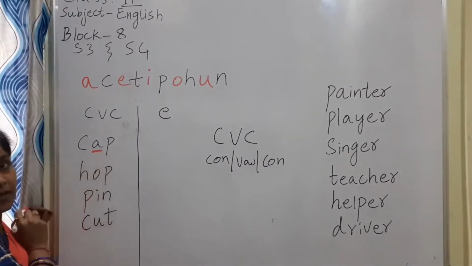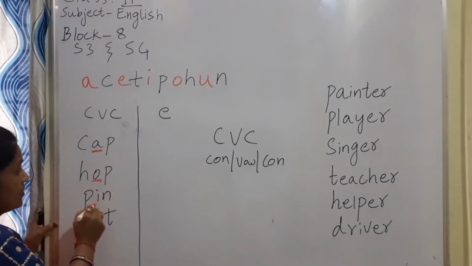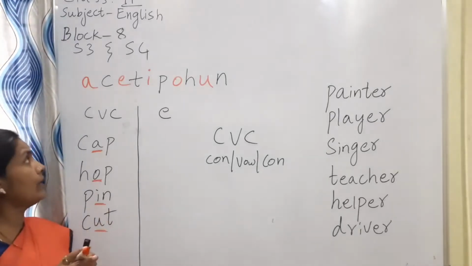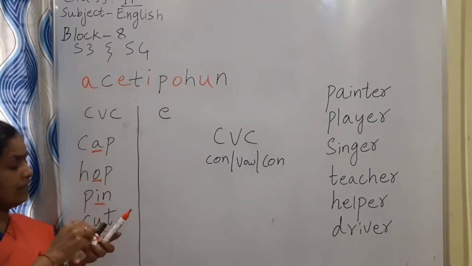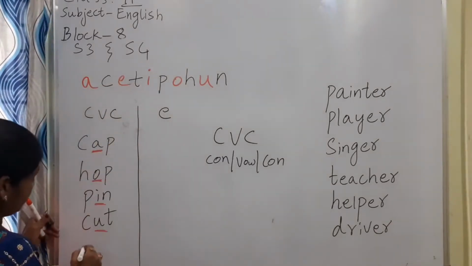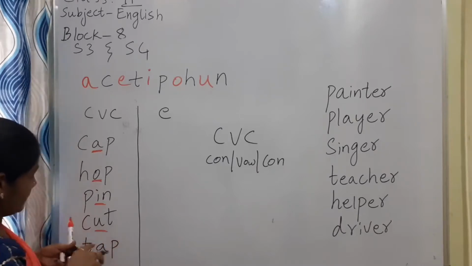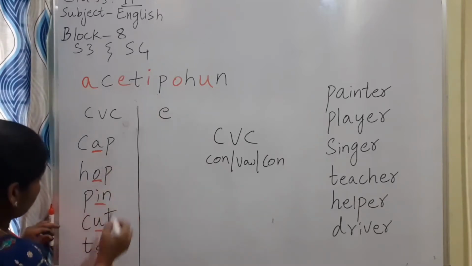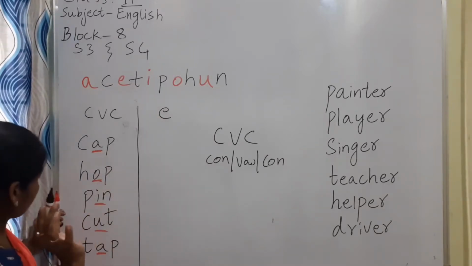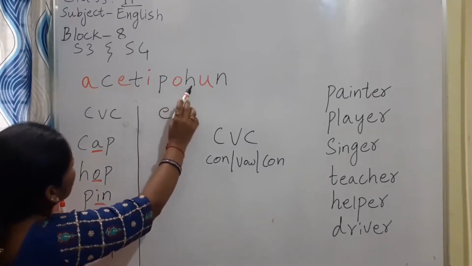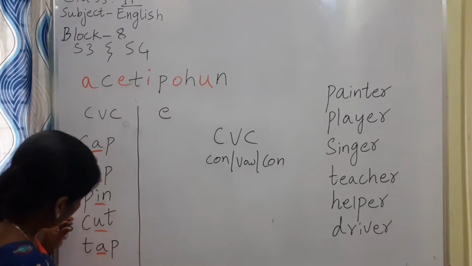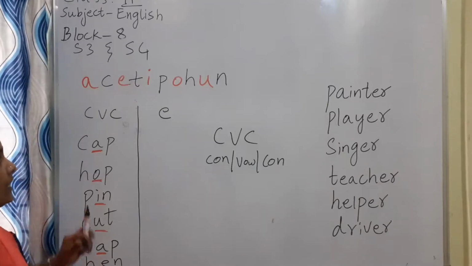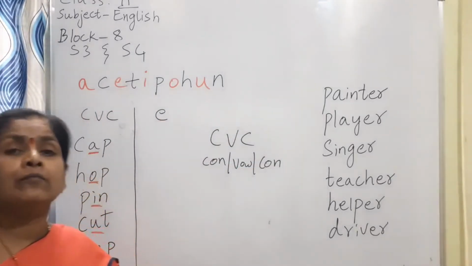CAP, cap. This is the vowel. Now let us see how you are pronouncing it. You might be getting so many words. Like if I see TAP, tap, isn't it? Next, the middle should be the red letter. That you should keep in your mind. HEN, hen. So like that, if you go on writing, you will get more and more words.